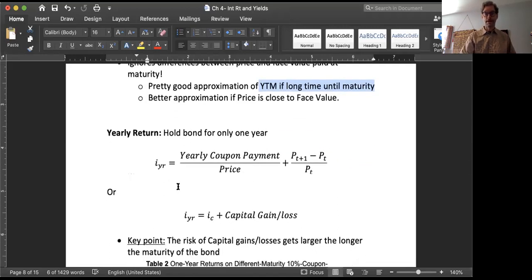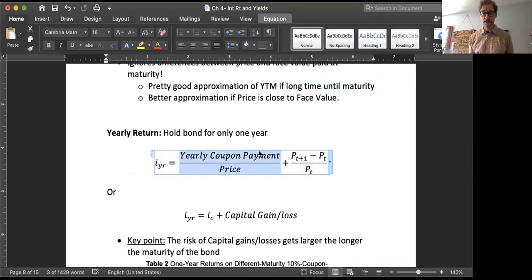The other measure of return here is the yearly return. And this is a more useful measure of return, particularly if you're only going to hold the bond for 1 year. What is your return on holding the bond for 1 year? Well, first, you're going to get that coupon payment, and you can express that relative to the price that you paid.